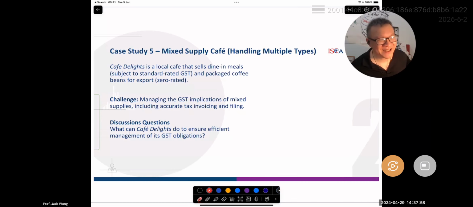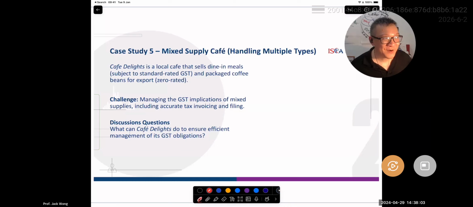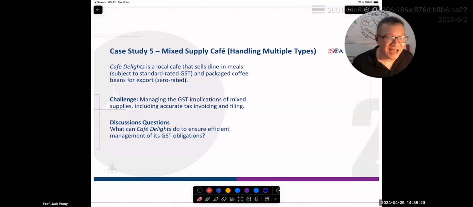Okay, the last one, case study number 5, is Mixed Supply Cafe. So it is a local cafe that sells dine-in meals, which is subject to GST at standard rate, and packaged coffee beans for export, which is zero rated, again provided that the export documentation requirement is satisfied. The challenge is to manage the GST implications of the mixed supplies, including accurate tax invoicing and filing.